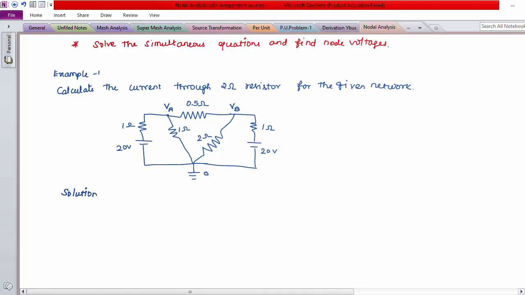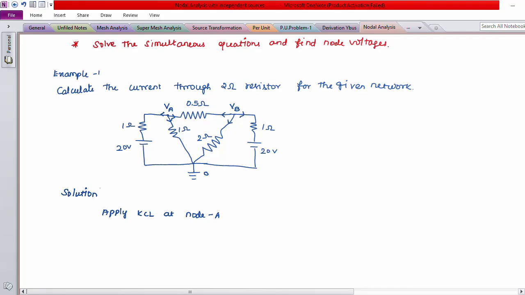Now, solution: we have to write the KVL equation at each node. Sorry, KCL equation at each node. Apply KCL at node A. So what is your first step? We have to identify the number of nodes, then name the nodes. Then the second step is to assume all the currents are leaving at each node.